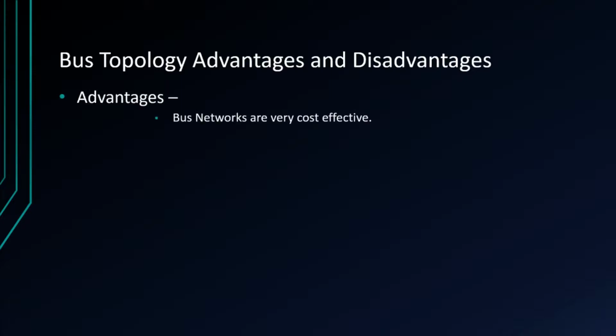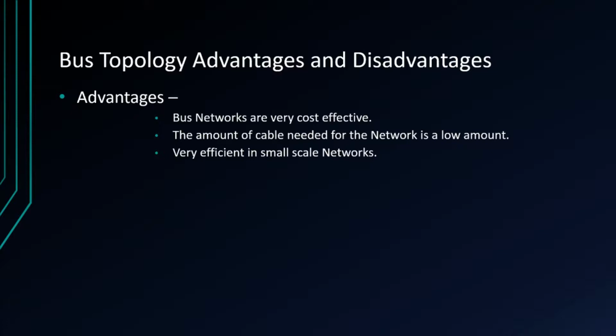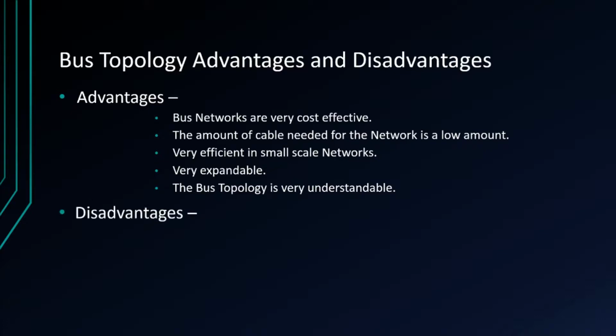We'll start with the advantages. The bus networks are very cost effective, meaning that small networks, small businesses will be able to run these without any worry of cost. The amount of cable needed for the network is a low amount, as it's only one cable connecting the computers. This means obviously there's not going to be a lot of cable needed, and also it's very efficient, like I said, in small scale networks. And also these networks are very expandable, as you can just add on computers to the single cable. And obviously this is the first one we're talking about, so it is the most understandable, it's the easiest one to understand.